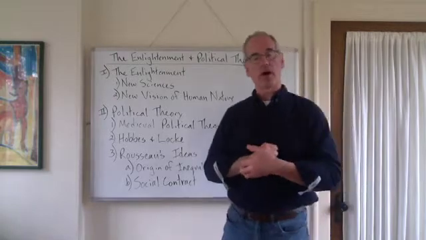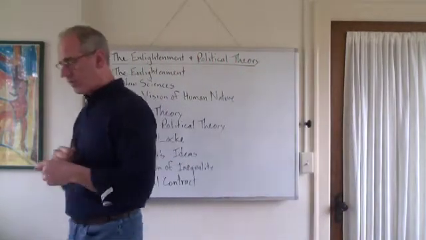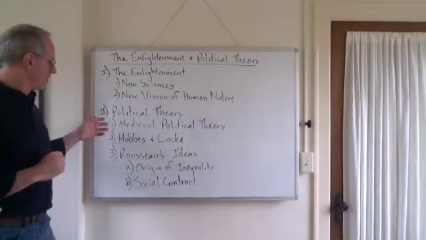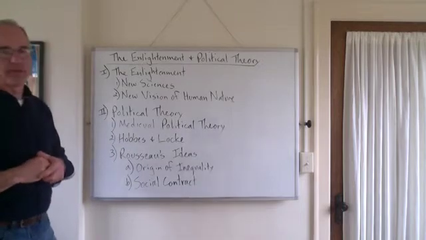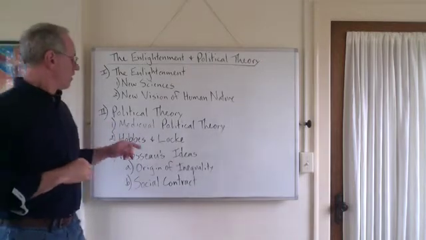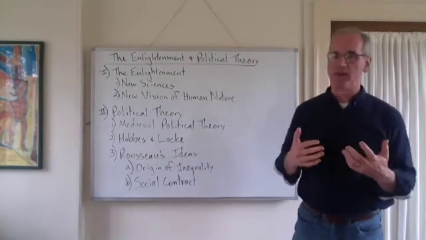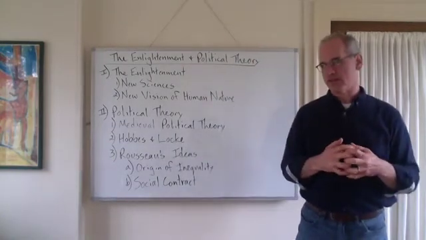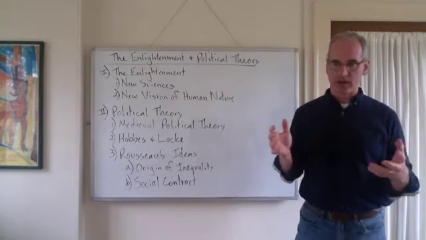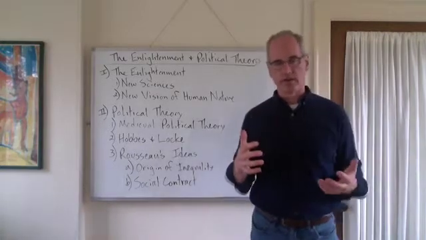Okay, so let's talk about this political theory. Let's talk about how political theory emerged in the Enlightenment. The first thing is I just want to go back to medieval political theory. Medieval political theory was fairly rudimentary in the sense that they didn't have a field of study called political theory where they talked about different ideas of government.